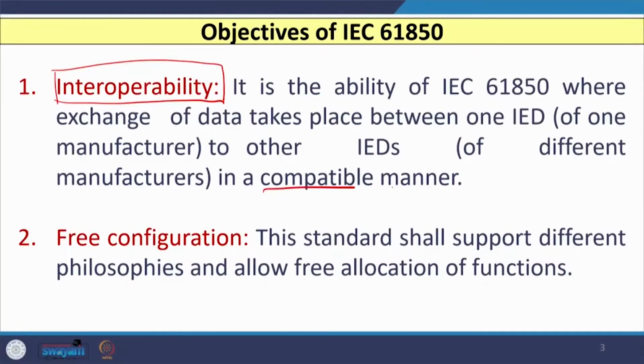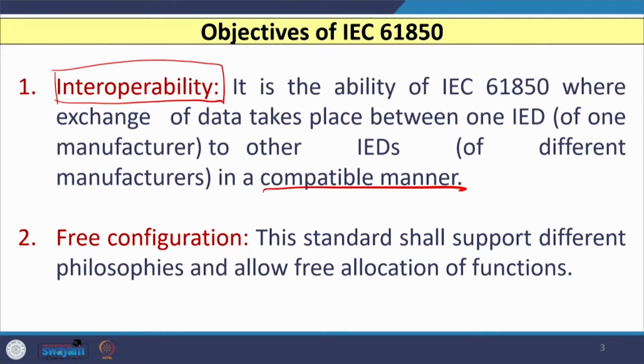this is the main objective of IEC 61850. When we have a number of IEDs installed at local substations or remote substations, and if one IED wishes to communicate with other IEDs of different manufacturers, then how can this be possible in a compatible manner. So, this is the main objective of IEC 61850.